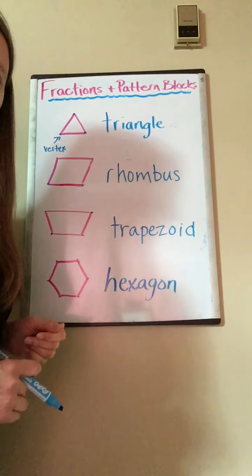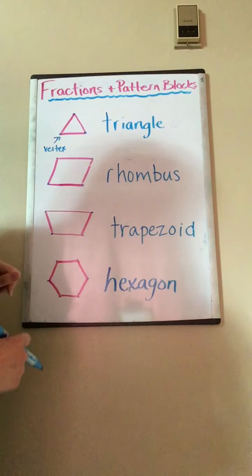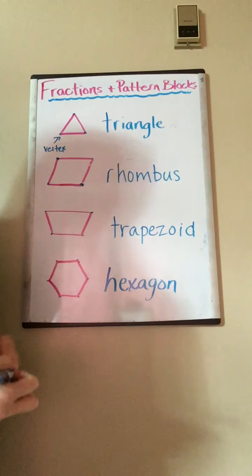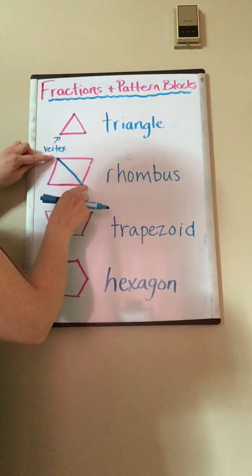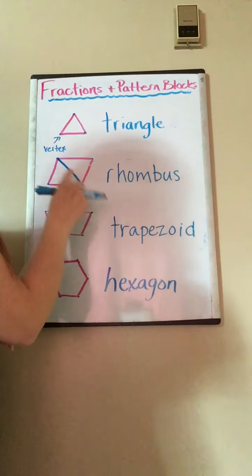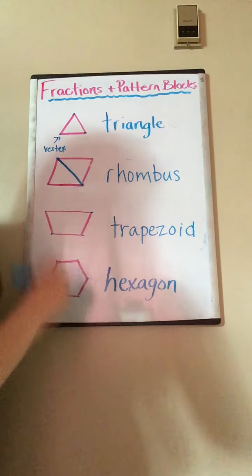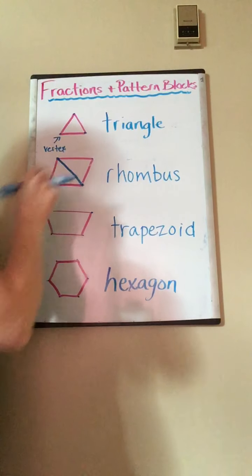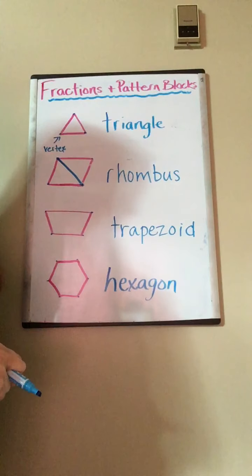Okay, so let's start talking about creating fractions within these shapes. Now, if I take a look at a rhombus, I'm going to go from vertex to vertex, and I'm going to draw a line down connecting the 2 dots. How many triangles did I create on that rhombus just by separating it with that line? Can you see how many triangles have been created on this rhombus? If you said 2, you were correct.